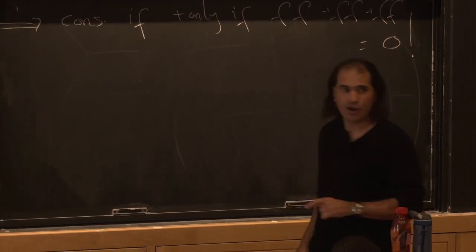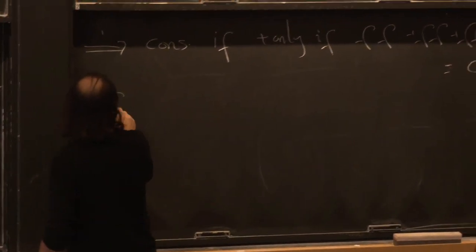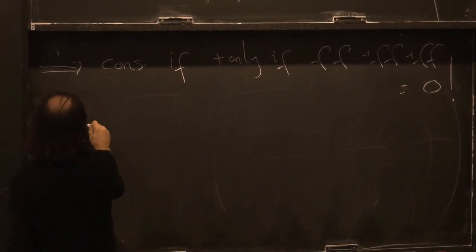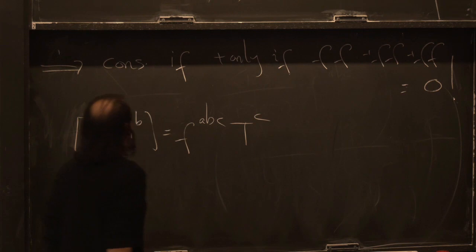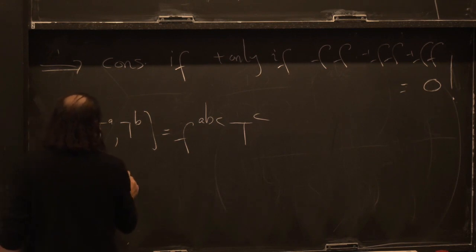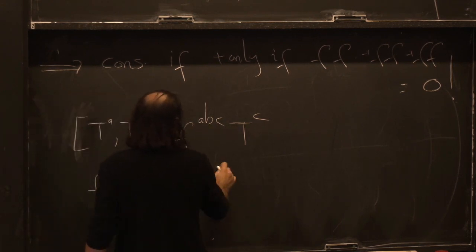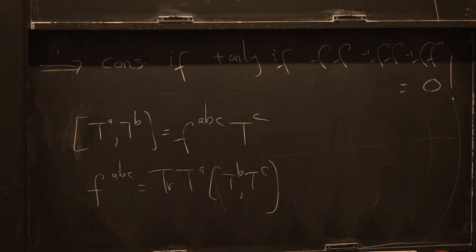Okay, now let me make a little comment. This is a little exercise for you. There's a very nice way. If you take the formula, let's say for something you're familiar with, for U(N), you can write F^{ABC}. Well, F^{ABC} is just the definition of the structure constants. You can also write F^{ABC} as the trace of T^A, commutator of T^B and T^C. In this way, all of these formulas involving products of Fs can be decomposed into traces of these Ts.